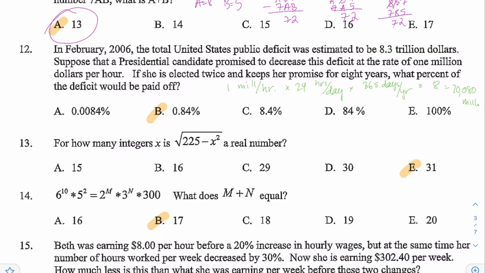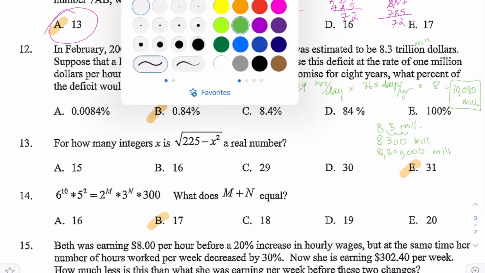So if this is in millions, you want to then compare it to trillions, which is 10 to the 12. And this is 70 million. So if you have 8.3 trillion, that's really, if you move the decimal 3 places, 8,300 billion, and you move it 3 more to add 3 more zeros, that's really 8.3 million millions. And what you decreased was 70,000 of that.